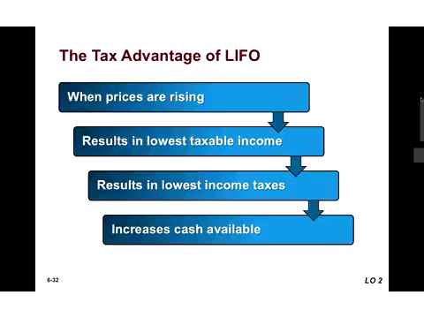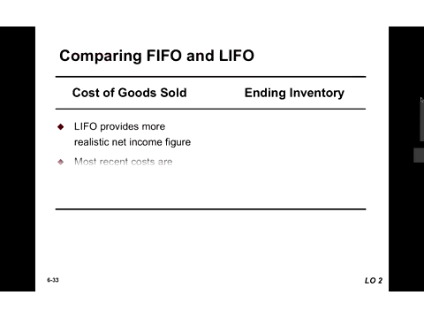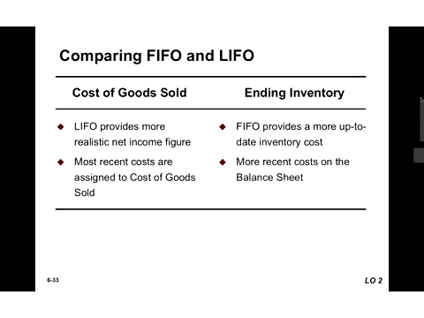Okay, so comparing FIFO to LIFO, remembering that weighted average is somewhere in the middle. Cost of goods sold under LIFO will be more realistic for net income. More recent costs are assigned to cost of goods sold. So LIFO is going to give you a more realistic net income. Ending inventory will be more realistic under FIFO. So the company really has to consider what it wants to accomplish, and investors know this.